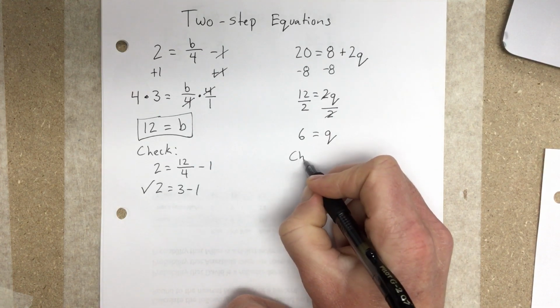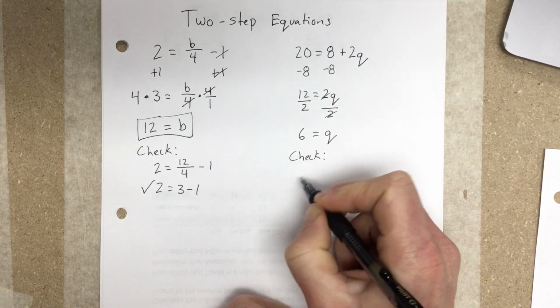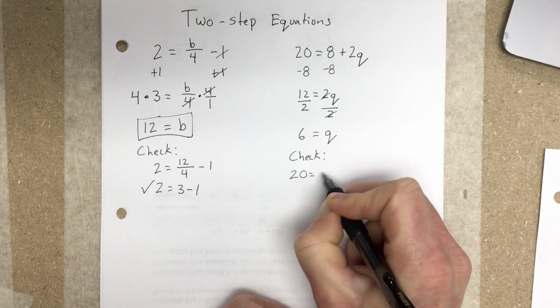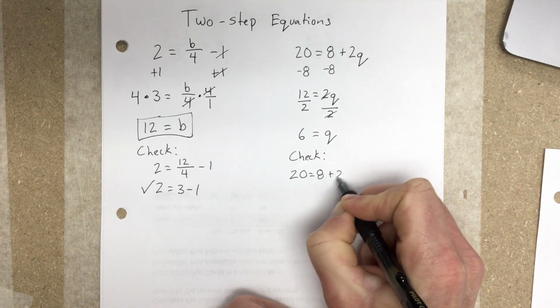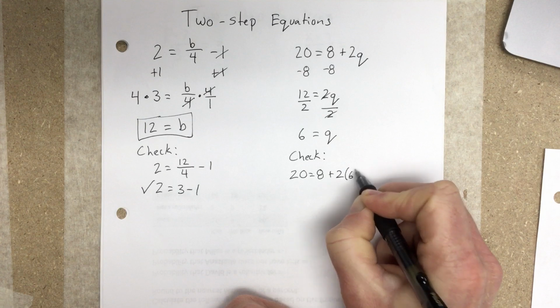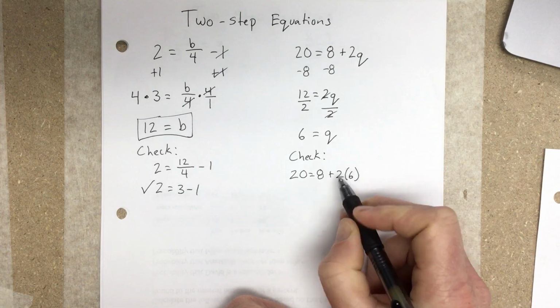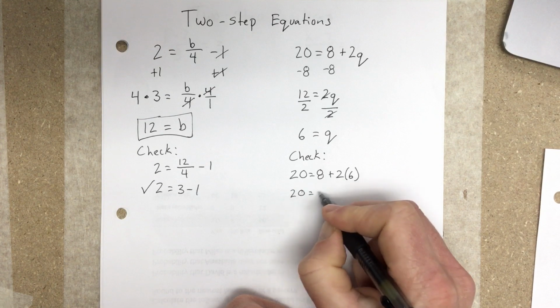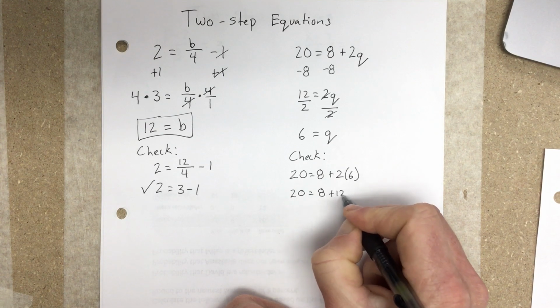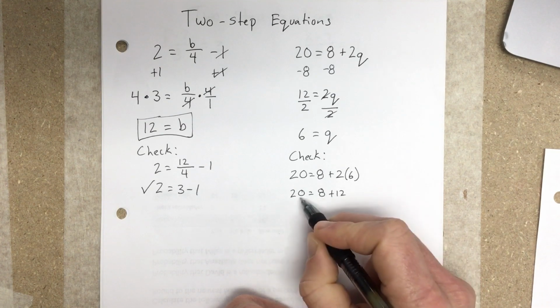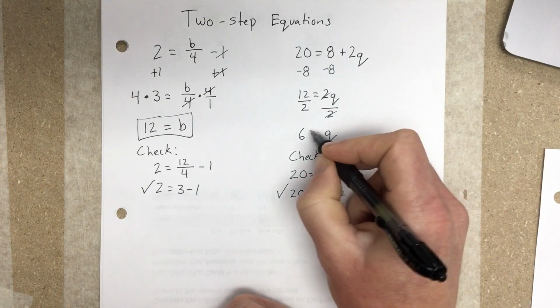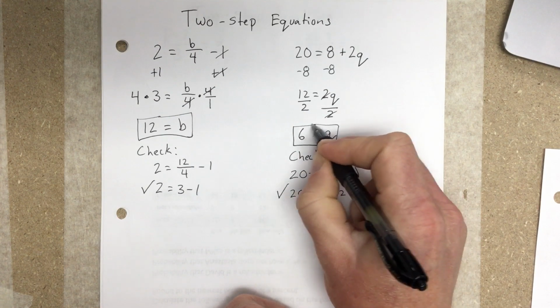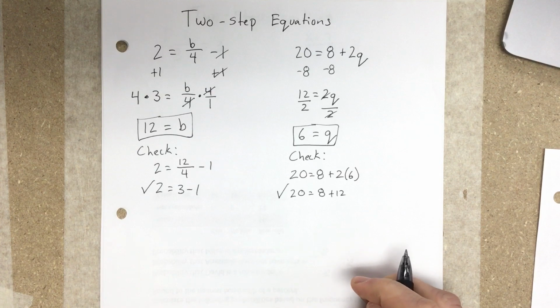We go through and we check it. 20 equals 8 plus 2, and I replace the q with 6. 2 times 6 is 12, so I have 20 equals 8 plus 12. Well, I know that 8 and 12 equal 20, so we can check that off. Our answer was q equals 6.